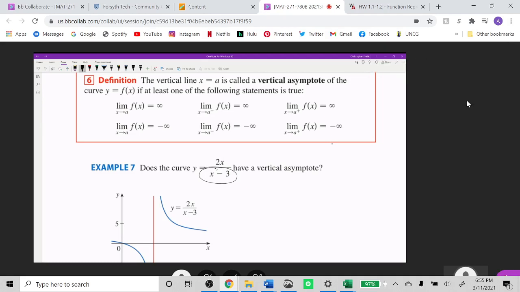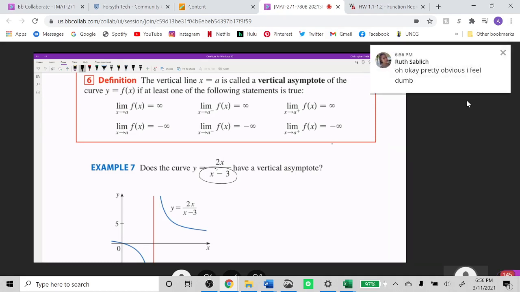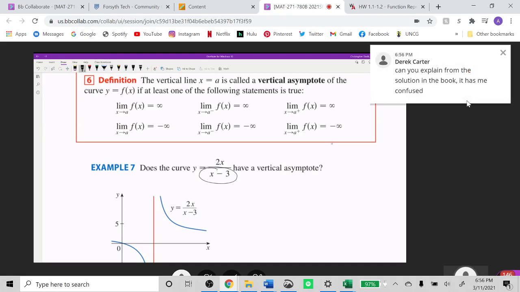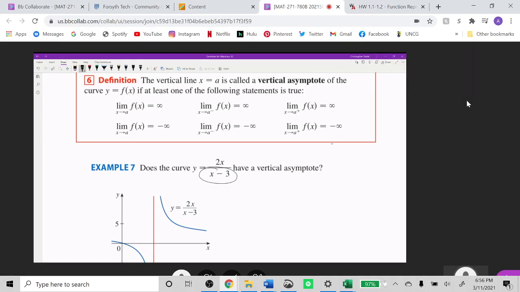How do I know where a horizontal asymptote would be? You have to compare the degree of the numerator to the degree of the denominator. In this case, there is a horizontal asymptote at 2 because the degree of the numerator is equal to the degree of the denominator.